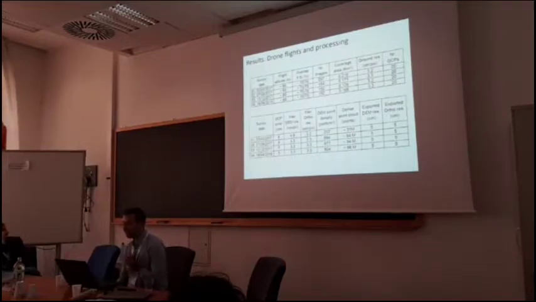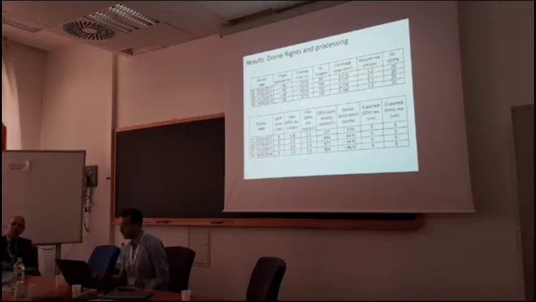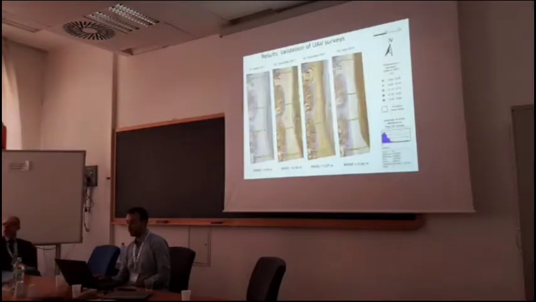These are some results from the drone processing. You have some data about the flight, and you can see that the error on the location of the ground control points for each survey was less than 10 centimeters. Then we had, of course, different digital elevation model and orthomosaic resolutions, and we chose to export the orthomosaic and digital elevation model at 5 centimeters, and we use them to work.